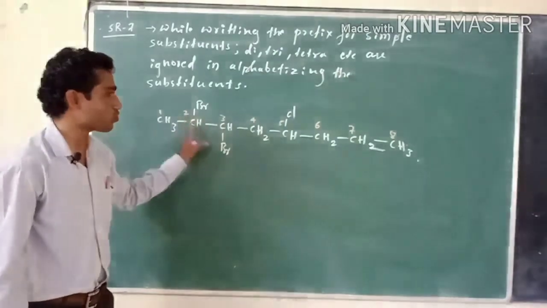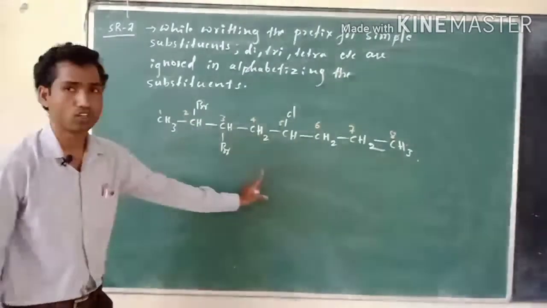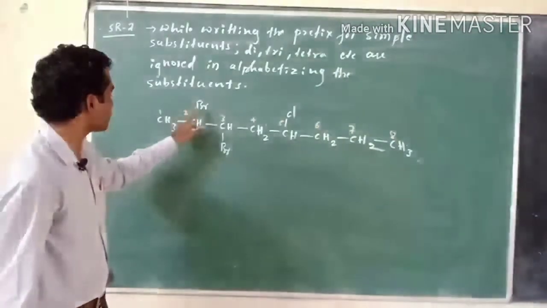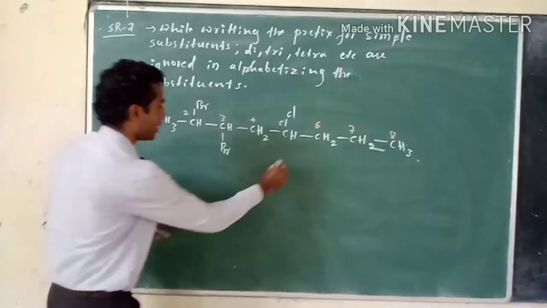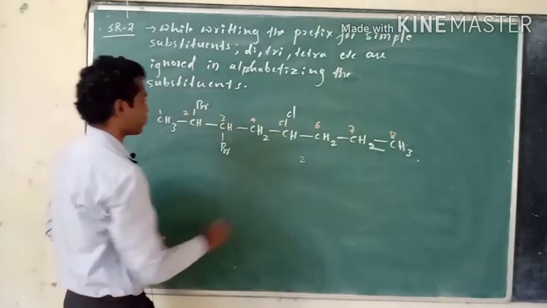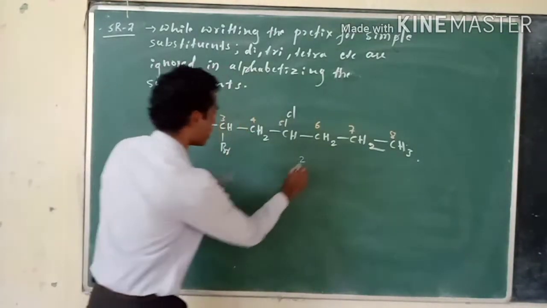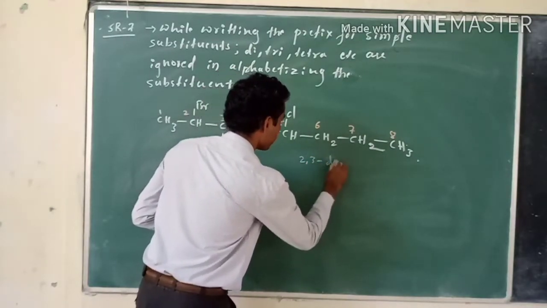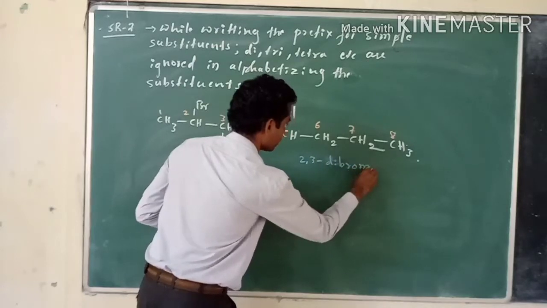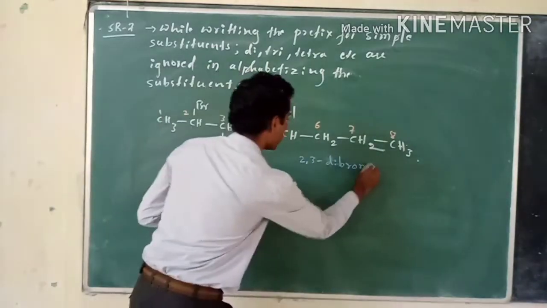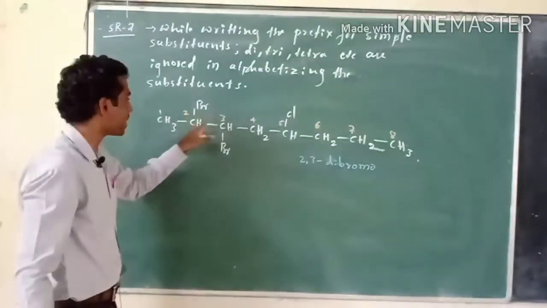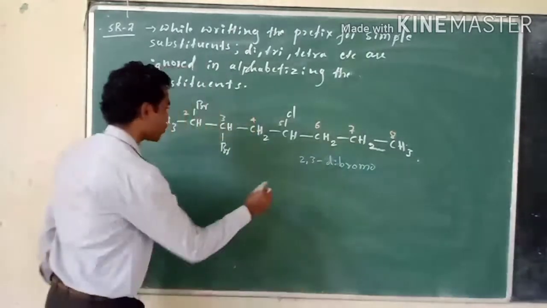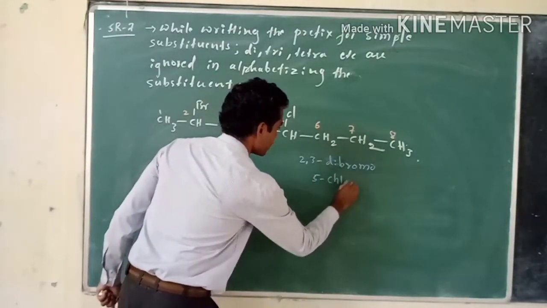Now write the name of this molecule according to this structure: prefix, root word and suffix. So I want to write the prefix for this molecule. What are the substituents present in this molecule? At the second position and at the third position, a bromo group is there, right? Dibromo. At the second position, one bromo. At the third position, one more bromo. Therefore, dibromo. The next one is at the fifth position, chloro is there.